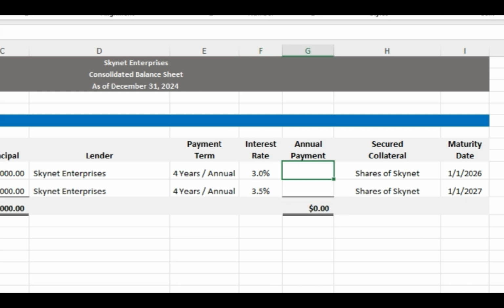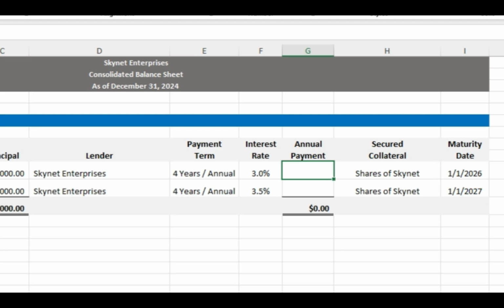We're going to use the payment function to calculate the annual payment for these promissory notes, and the collateral in this situation is shares of Skynet. So if Douglas Quaid defaults and does not pay back this loan, Skynet's going to take the shares back from him, and they're going to kill the loan, but Douglas Quaid does not have the shares. And this loan is due 4 years from the time it was issued. So the maturity date is 1/1/2026.